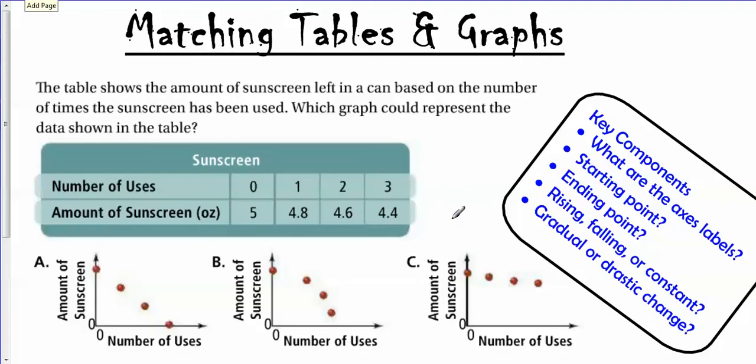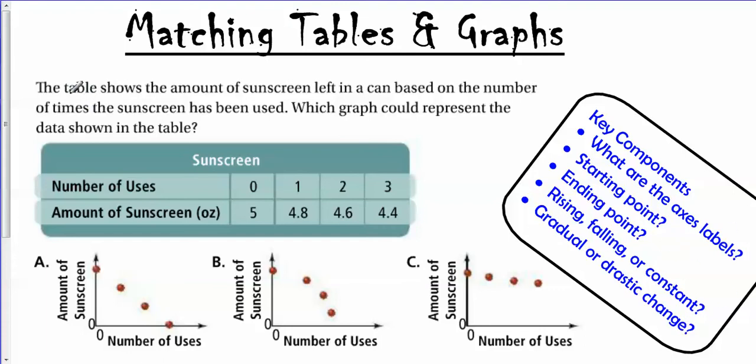Another task that you're going to be doing is matching tables and graphs. So, key things that you want to look at on a graph, either when creating that graph or when you're trying to match them or interpreting a graph. First, what are the axes labeled? In this matching of a table to a graph, it's the amount of sunscreen and the number of uses. You have starting points and the ending point. Is it rising? Is it falling? Is it constant? Is it gradual, or is it a drastic change? Those are some things to think about.